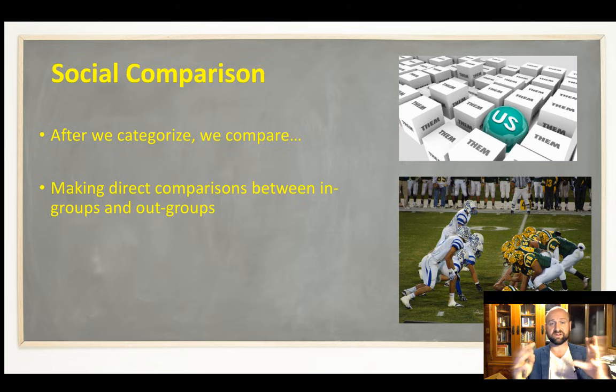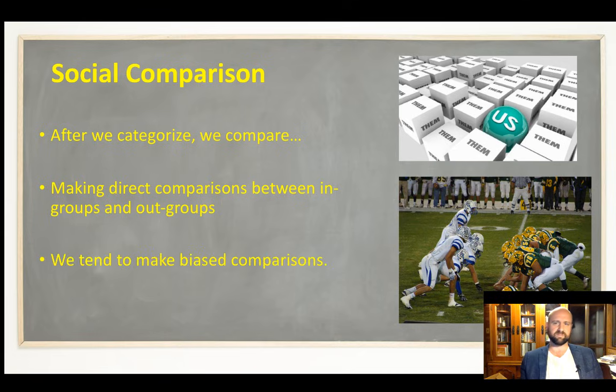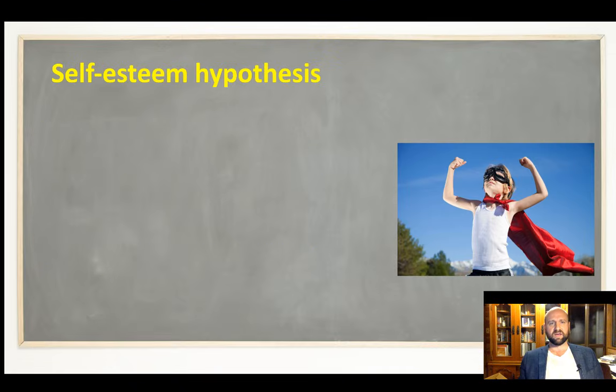And again, not necessarily competing for resources, but there's a competition there, and there's, I wouldn't say conflict, but there's a tension. And so making these comparisons is just natural. And what we tend to do is we tend to make biased comparisons. We tend to view our in-group favorably and the out-group negatively. And why do we do that?